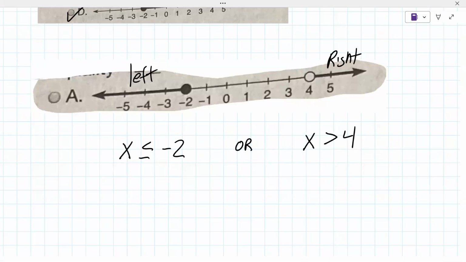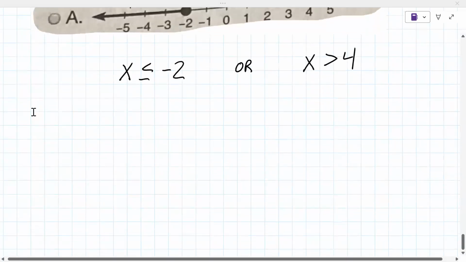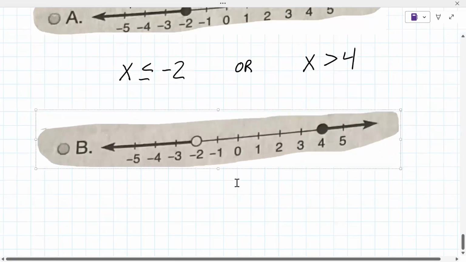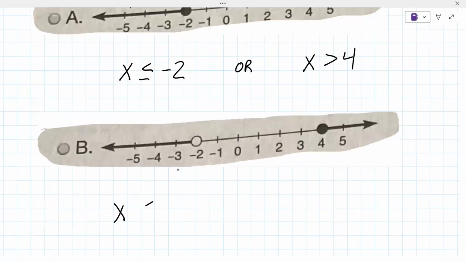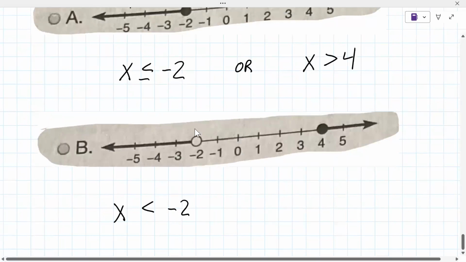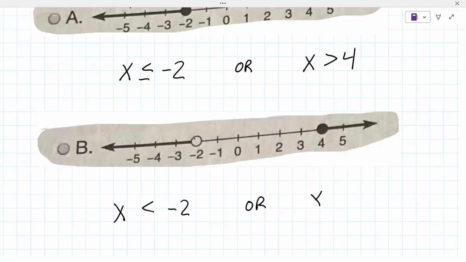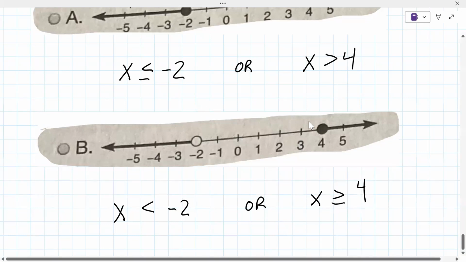Okay, let's try another one here. Grab B. So here we go. We've got x is less than -2 because it's an open circle, or x is greater than or equal to 4 because it's a closed circle. Yeah.